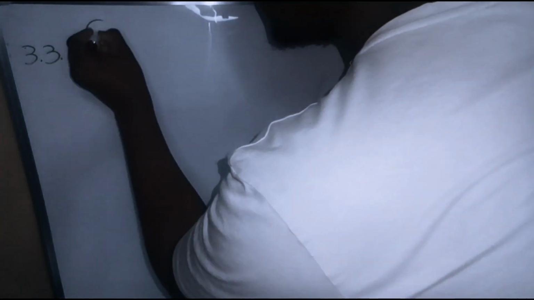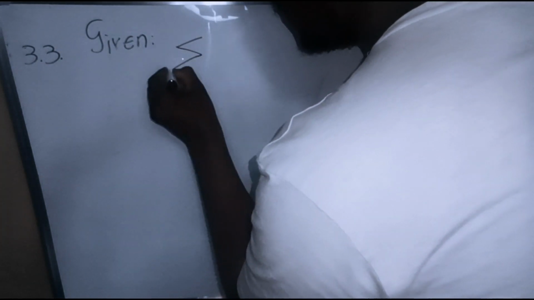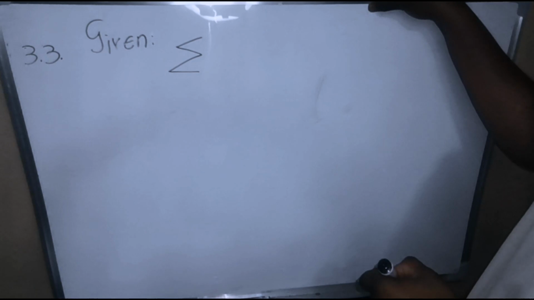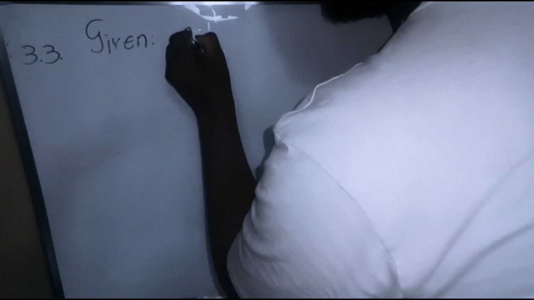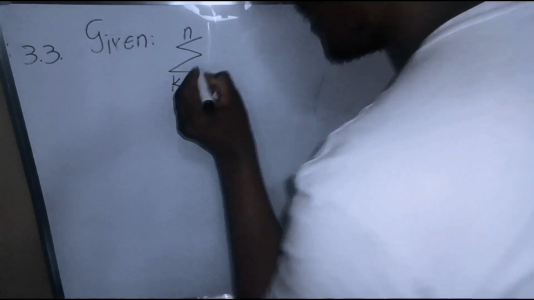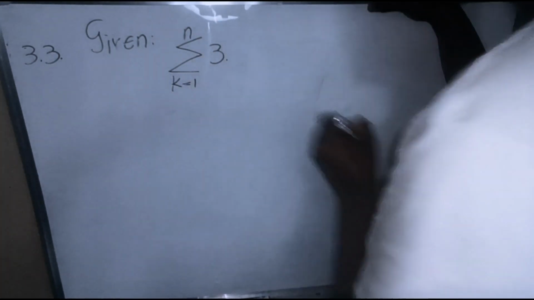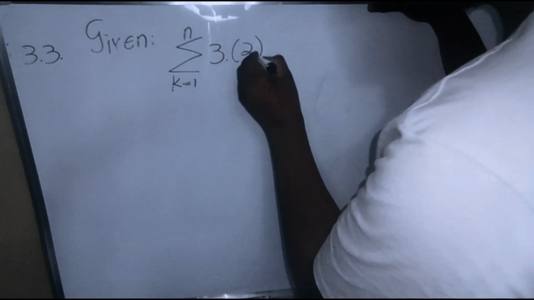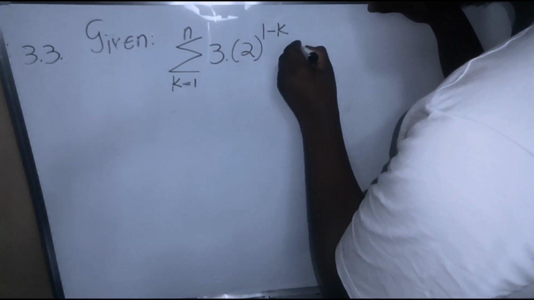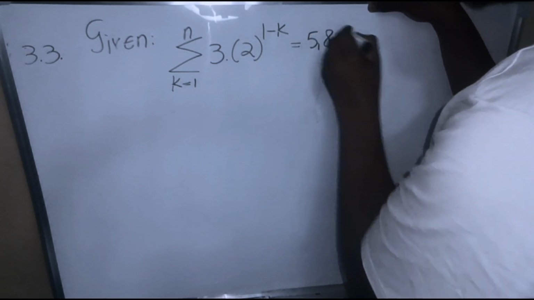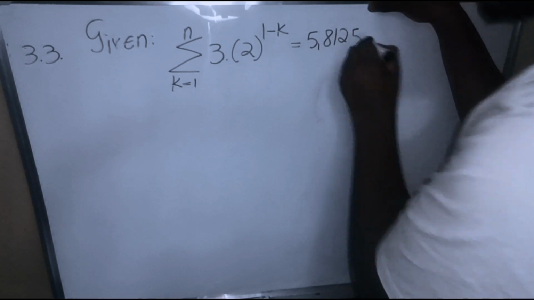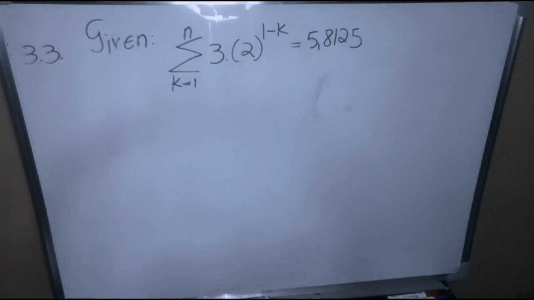Very simple. From the very same question paper, we go to 3.3. 3.3 says that we are given that our sum to n terms of the series, where n on top and k is equal to 1, with the general formula 3 multiplied by 2 to the power 1 minus k, is equal to 5,8125. The question is: calculate the value of n.